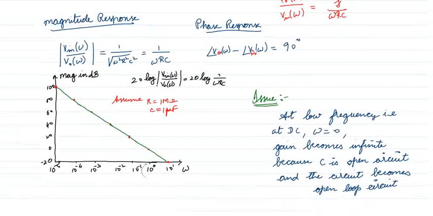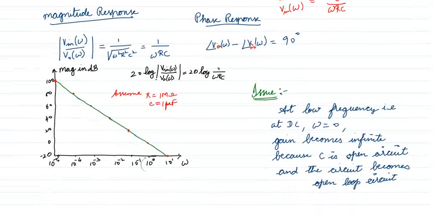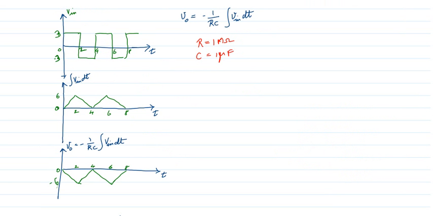At low frequency, gain becomes infinite because C is open circuit and the circuit becomes an open loop circuit. Okay, it should be not "C is open circuit", you can say "C is open circuited". Okay, this is the concept, right? So the problem with the integrator is that at low frequency the gain becomes infinite. So we have to overcome this problem. Okay, how to overcome this problem? We'll see that. Before seeing that, we will work out a simple problem.